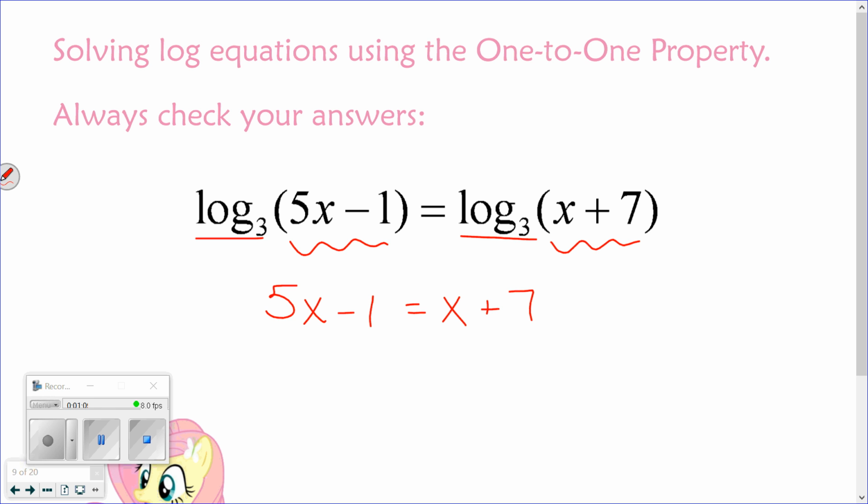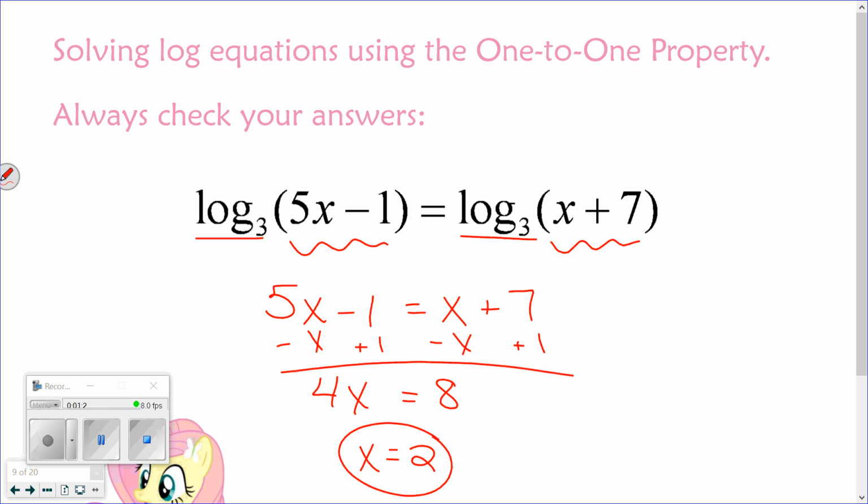Okay, so we'll go ahead and solve this. Subtract x, add 1. So we get 4x equals 8. Divide by 4, x equals 2. Woohoo! Easy one, right? Start off the day good. Now, one thing I do want you guys to keep in mind is we do need to check our answers. At least a little bit of a mental check, because something's going to happen. You're going to end up with extraneous solutions.